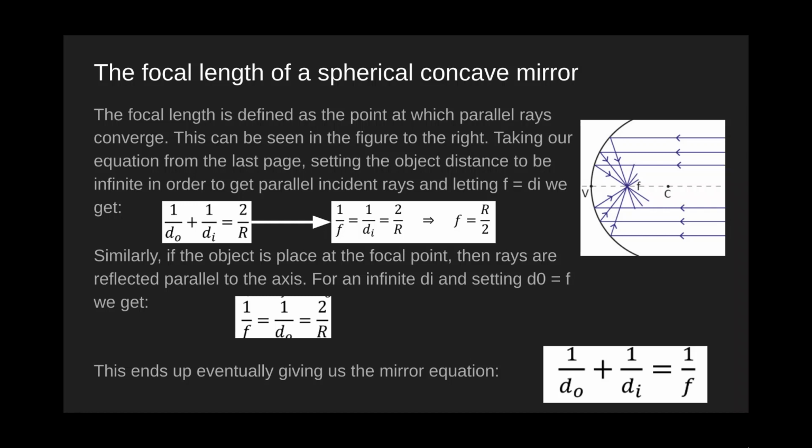Similarly, if we place the object at the focal point and say that the distance of the image is infinite, we can set d0 to be f and we get the equation there, and then eventually putting it all together we end up with this very important equation called the mirror equation, which says 1 over the distance of the object plus 1 over the distance of the image equals 1 over the focal length. And that is a very important equation. I'd say definitely try and remember that.